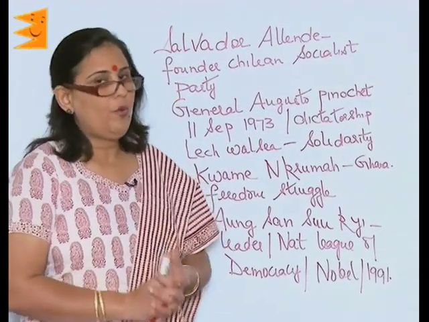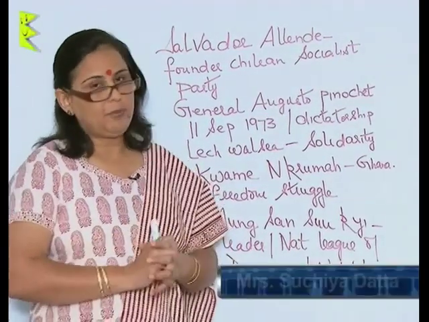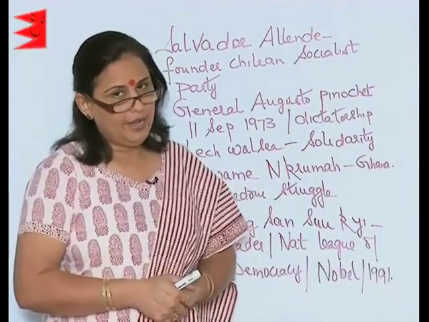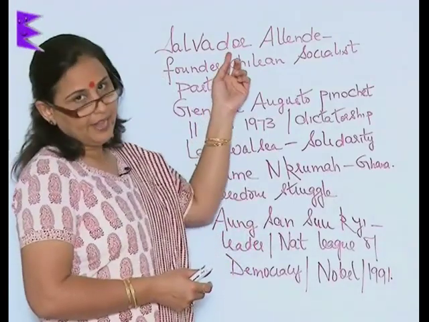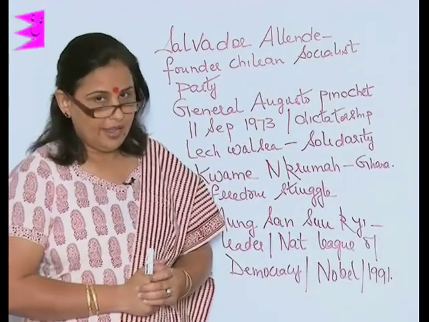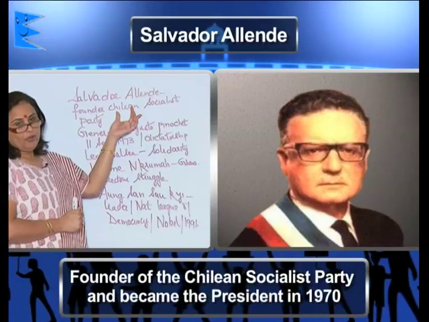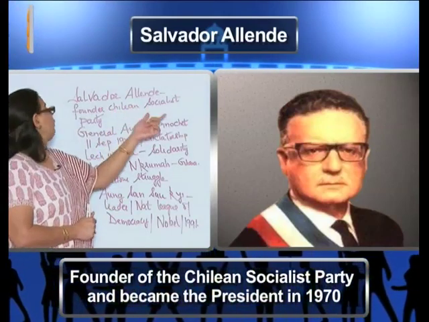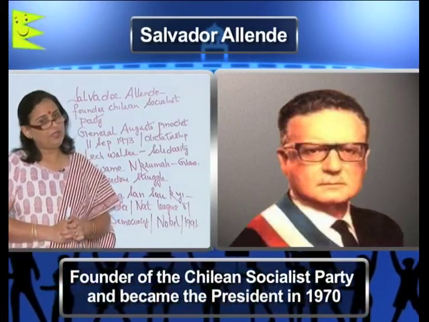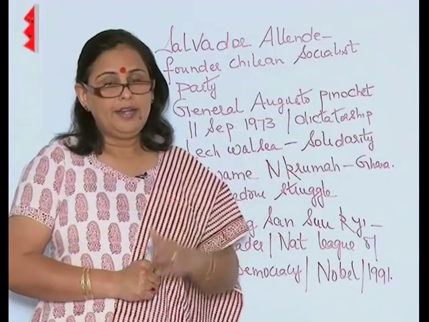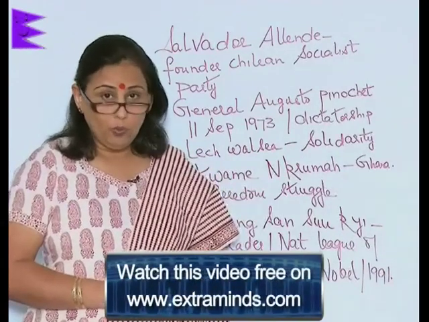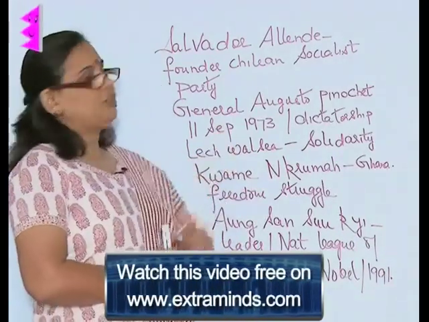Now, let's know about various famous personalities whose names we are going to see in the chapter again and again. The first name is Allende, though the spelling is different, but it is pronounced as Allende. Allende was the founder of the Chilean Socialist Party and he was made the president of the country in 1970, and he did a number of reforms in the country, but he was overthrown in a coup by General Pinochet.